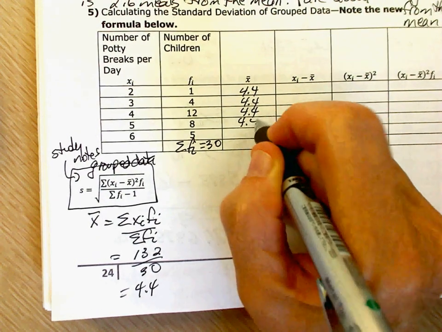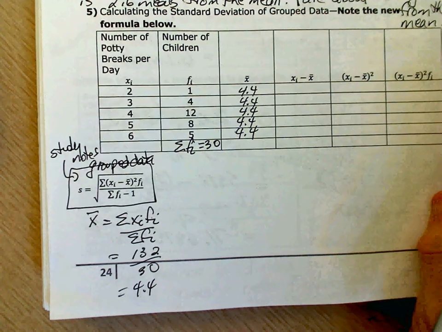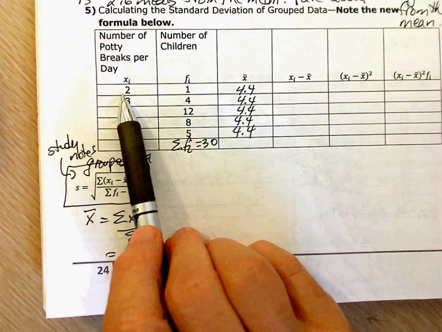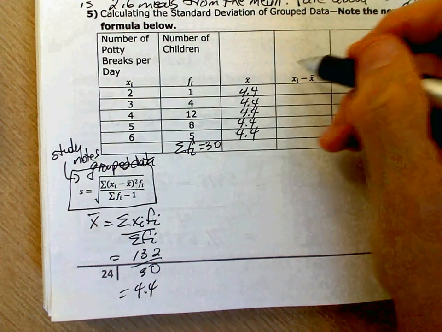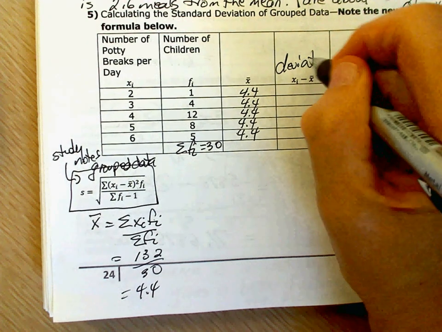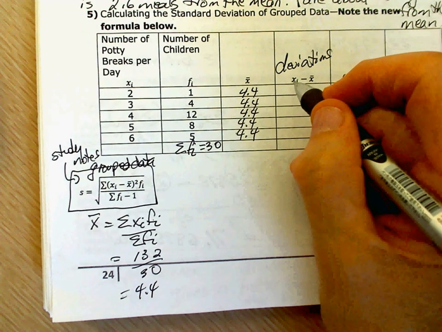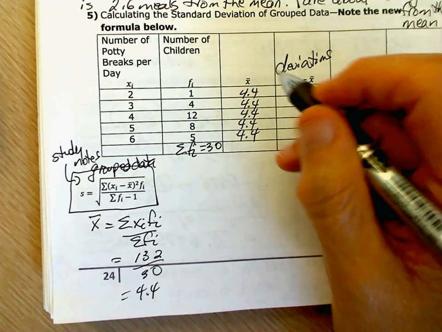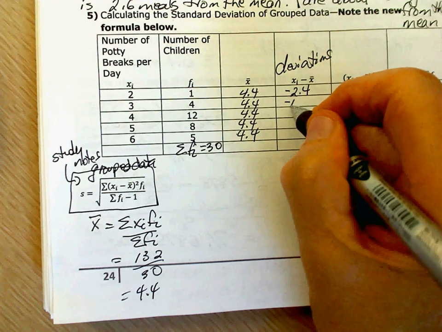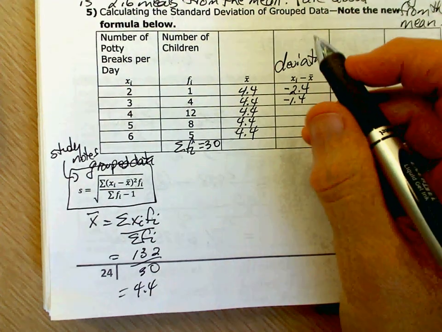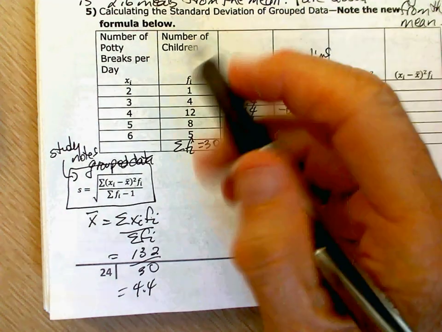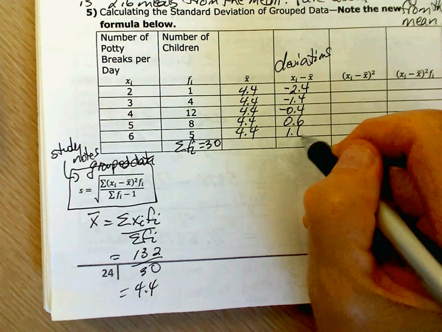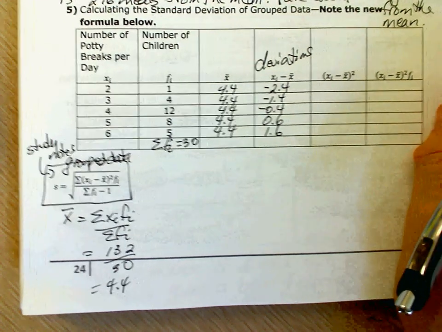Now we're going to go 2 minus 4.4, right? These are our deviations here. So that's going to be negative 2.4. 3 minus 4.4, negative 1.4. 4 minus 4.4, negative 0.4. 5 minus 4.4 is 0.6. This is 1.6. Square these, right, so we don't lose information.